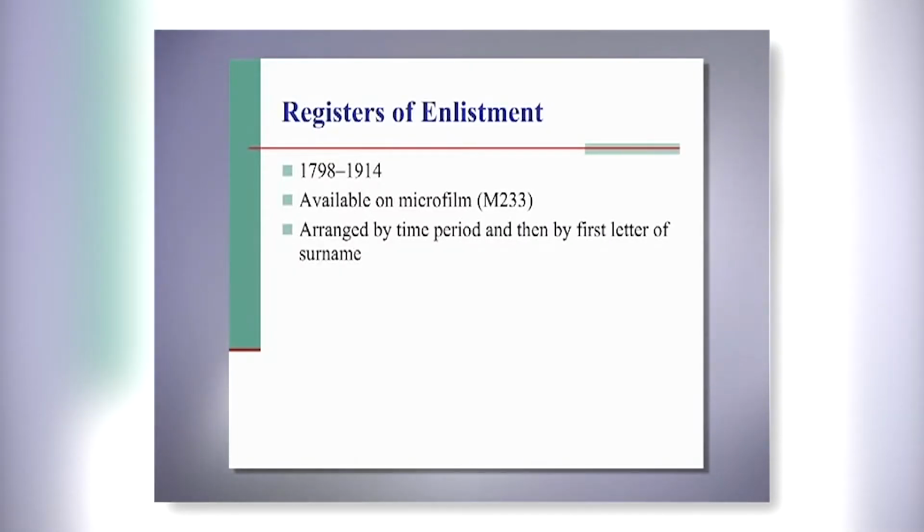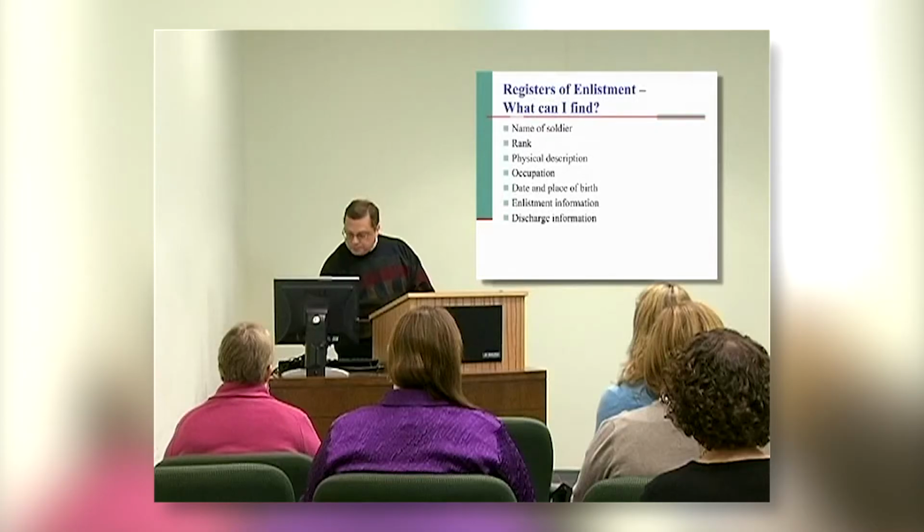The Registers of Enlistment are available in textual form, and they're also on microfilm in National Archives publication M233. They're arranged by time period, and then by the first letter of the initial surname, and then by date of enlistment. So to use them effectively, you do need to have at least a general time frame of when a soldier enlisted to find him in the records.